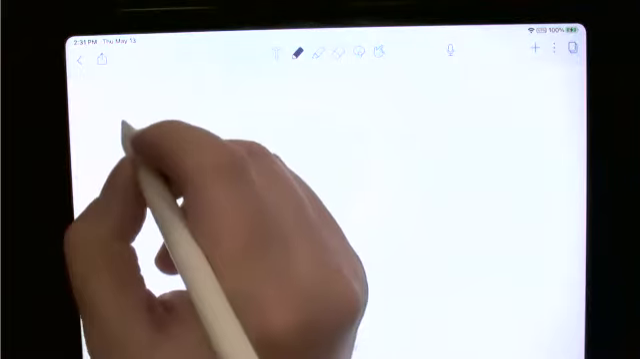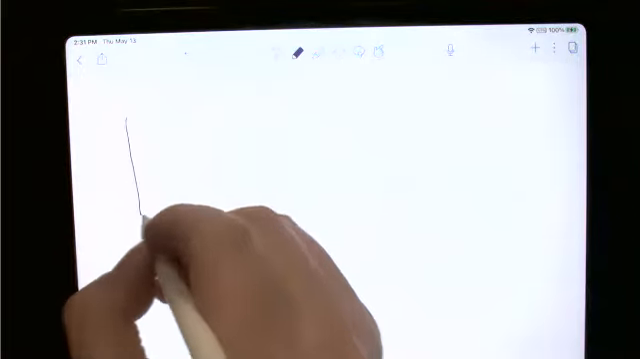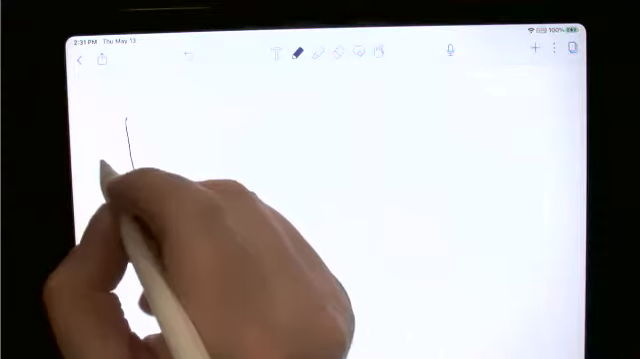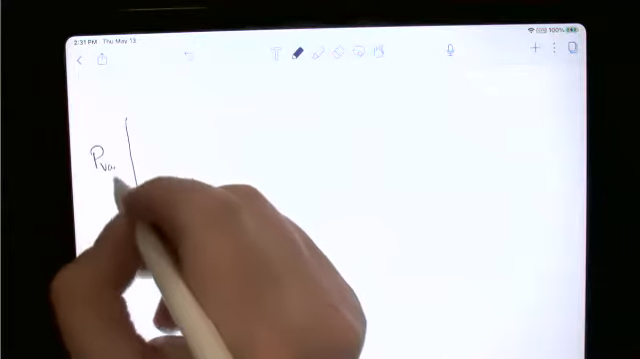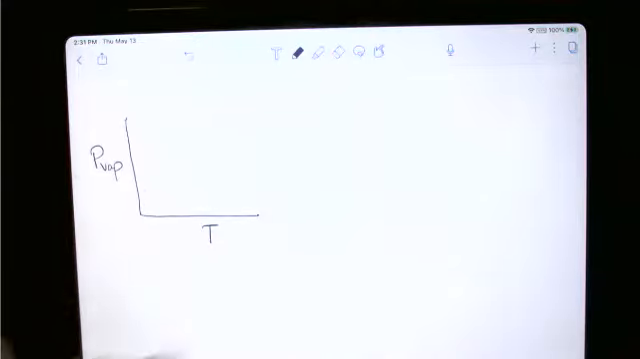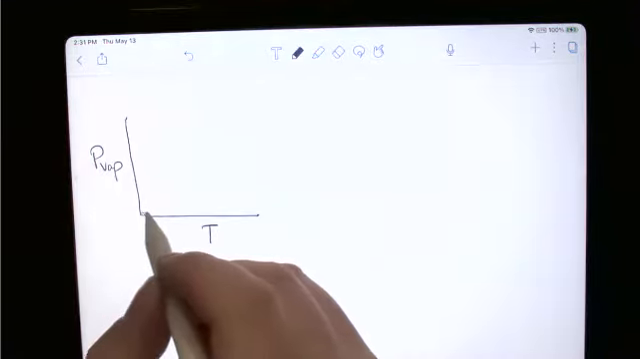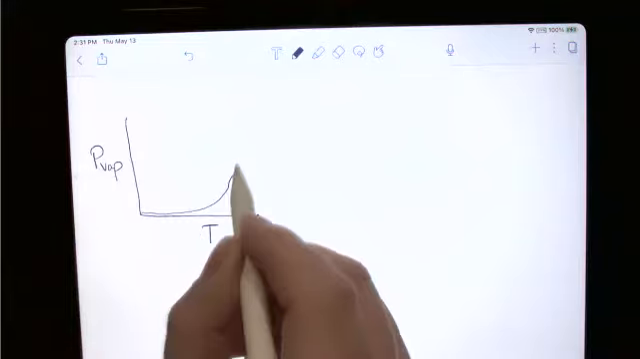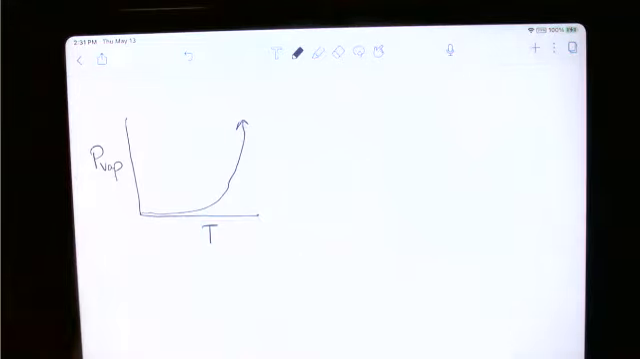The answer is what? It should look like, what's the name of it? Anybody? Exponential? That's what we're looking for. It would be an exponential function, an exponential shape, which means it starts off very low and then suddenly it shoots way up, right? That would be the graph you would expect to see for vapor pressures versus temperatures.